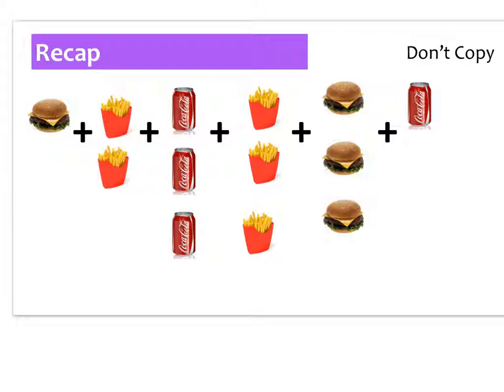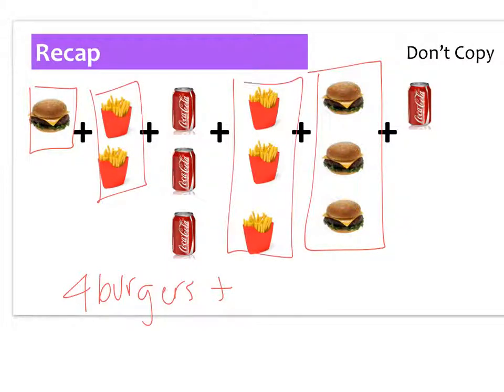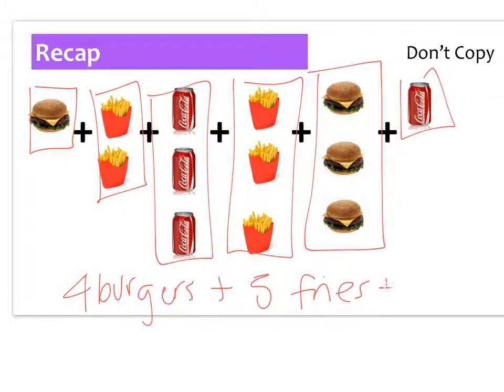So if we look at it here, we have 1 burger and then 3 more here. So we have a total of 4 burgers, right? We have 2 fries and then 3 more here for a total of 5 fries. And then we have 3 Cokes and another Coke that gives you a total of 4 sodas, right? So when you order to the cashier, you're going to say 4 burgers, 5 fries, and 4 sodas. You're going to combine what looks alike together.